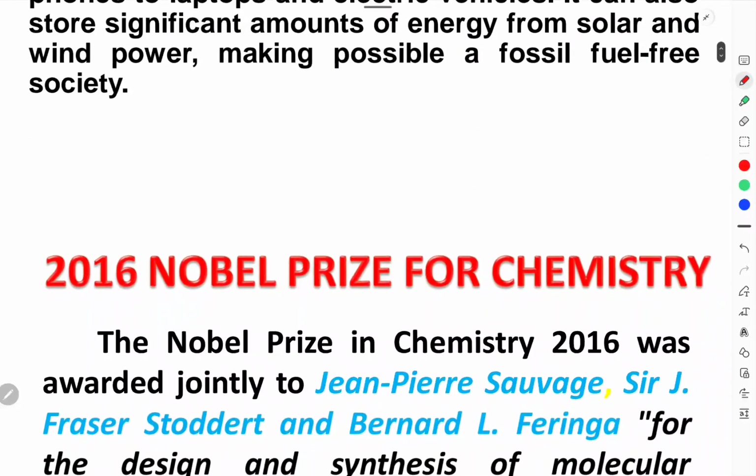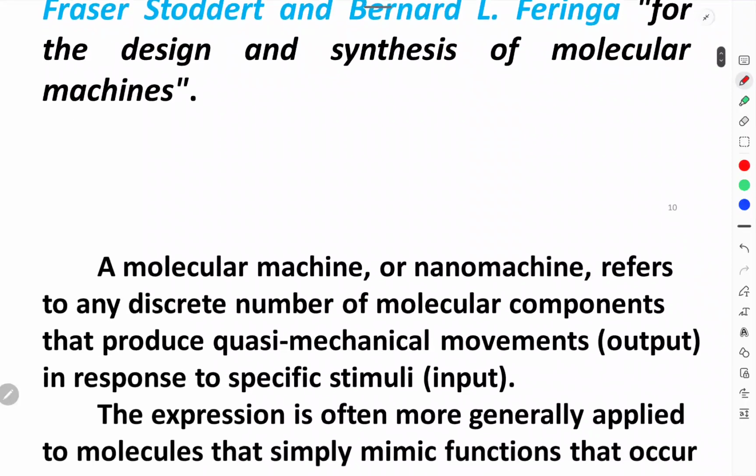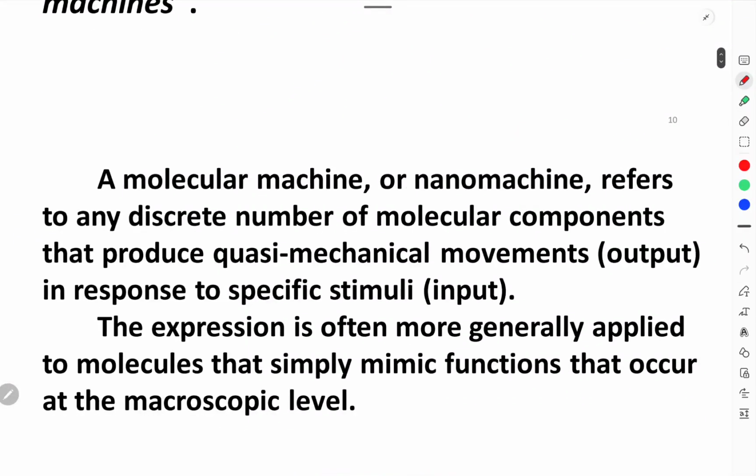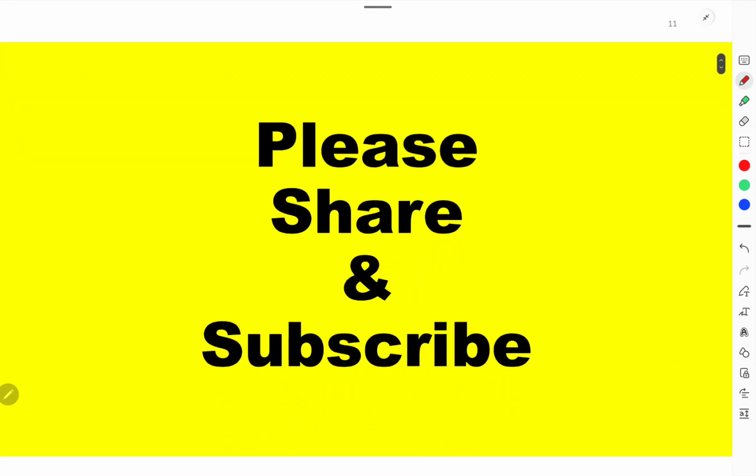But simultaneously, I will talk about the 2016 Nobel Prize for chemistry also. That was given to Jean-Pierre Sauvage, Stoddart and Feringa for the design and synthesis of molecular machines. When we talk about the small, we should talk about small things. A molecular machine or nanomachine refers to any discrete number of molecular components that produce quasi-mechanical movements in response to specific stimuli or input. Friends, this was a very introductory part about graphene, a revolutionary material.